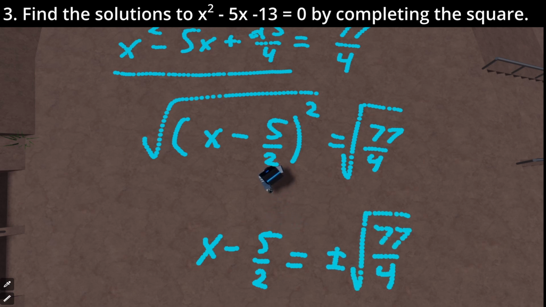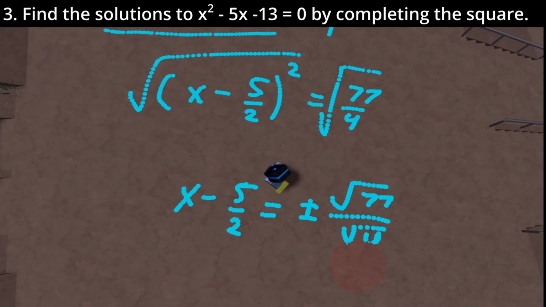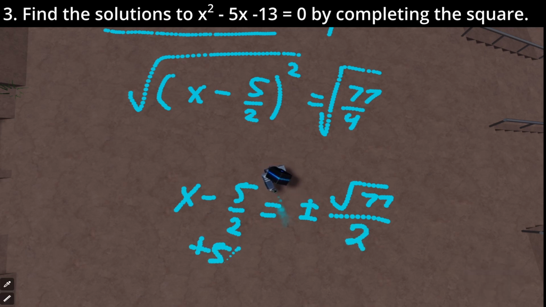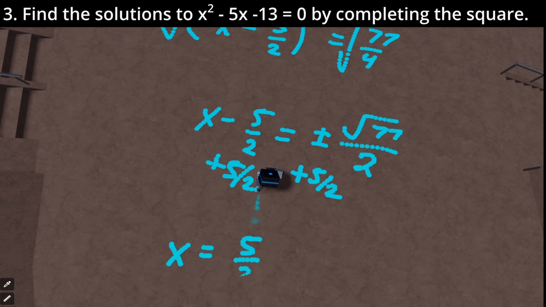For the square root of 77 over 4, I can break that up into the square root of 77 divided by the square root of 4. And the square root of 4 is just 2. So I can just write a 2 right over here. And now just add 5 halves to both sides. So if I do that, I'm going to have x is equal to 5 halves plus or minus the square root of 77 over 2.